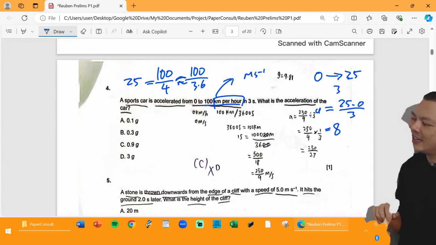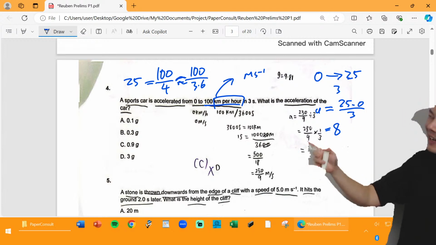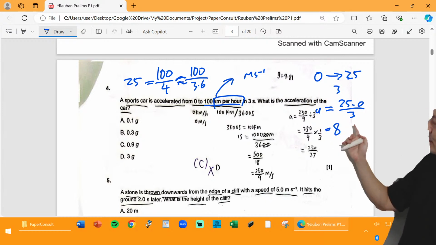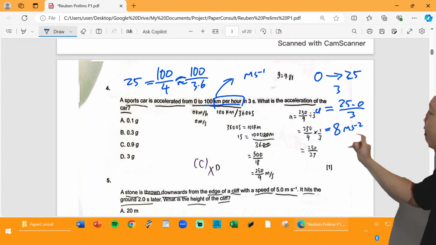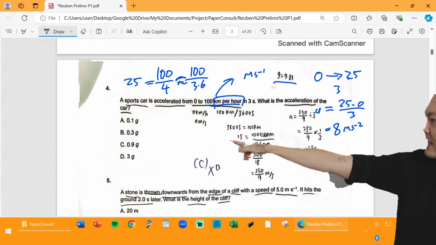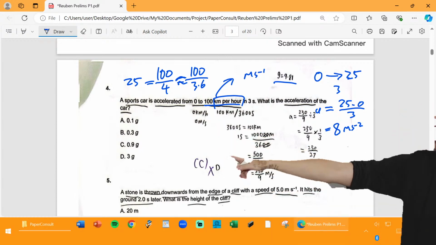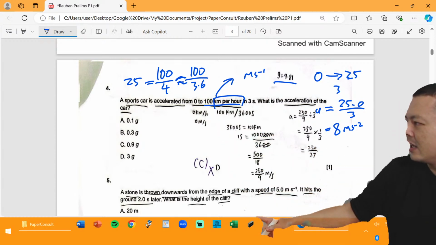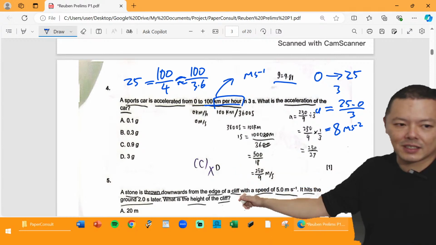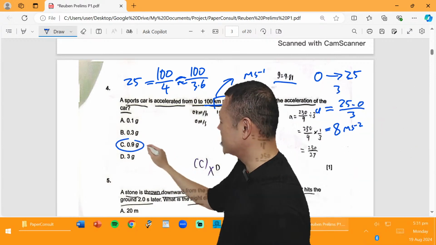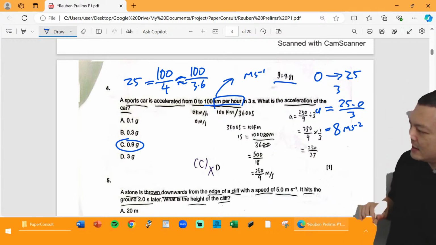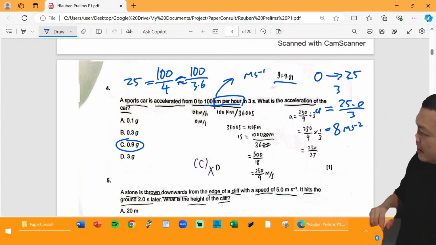And if you look at it, it's 8 meters per second squared, and they want you to compare it to g, because they give you the options in terms of g like this. What's the closest one you can get? Yeah, 0.9 of g. That will be the answer. The answer is D?